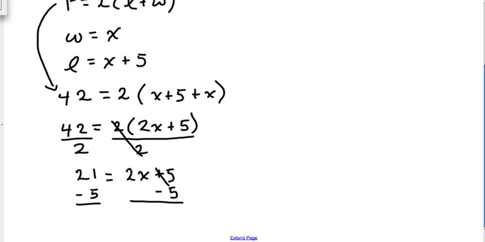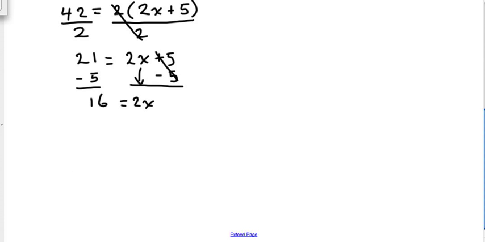So these 5s are going to become a 0 there. We're going to bring down the 2x. 21 minus 5 is 16. Next up, we're going to divide both sides by 2. These 2's divide out here, and we're left with x. 16 divided by 2 is 8.